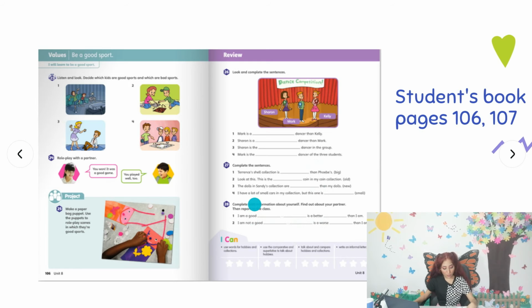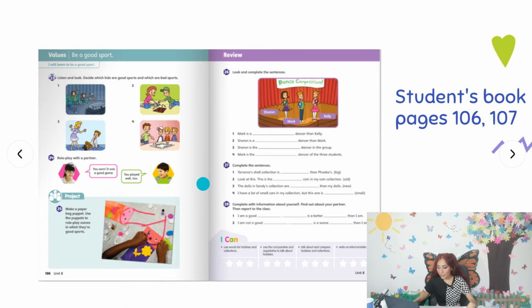Activity 27, complete the sentences. Number 1, their shell collection is blank than Phoebe's, okay? So, we have the adjective big. Tú vas a decidir if it's a comparative or a superlative. Bigger or biggest, okay? Number 2, look at this. This is the blank coin in my coin collection. Old, okay? Vamos a usar old. Is it oldest or older?